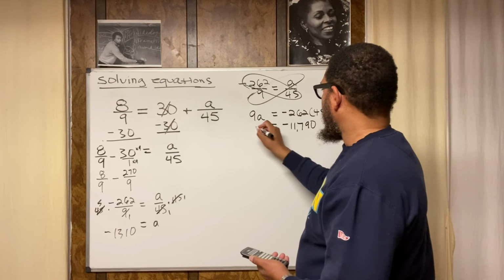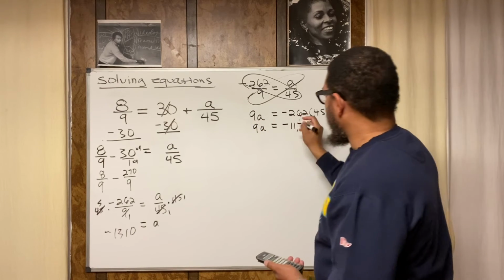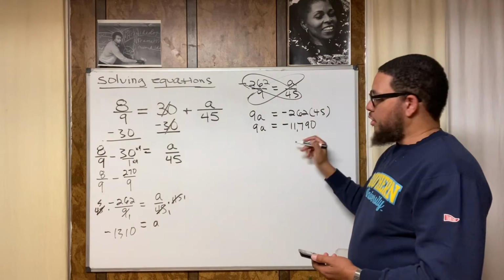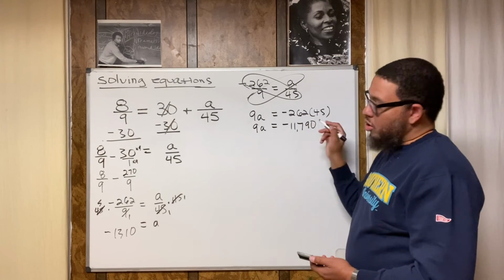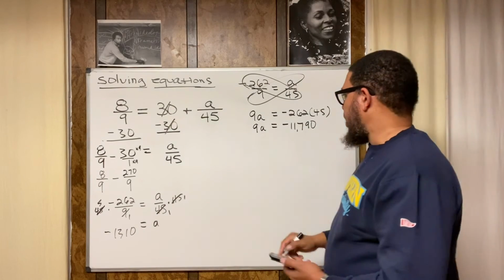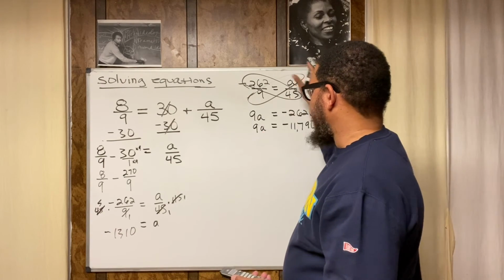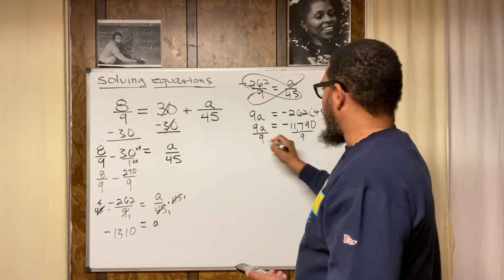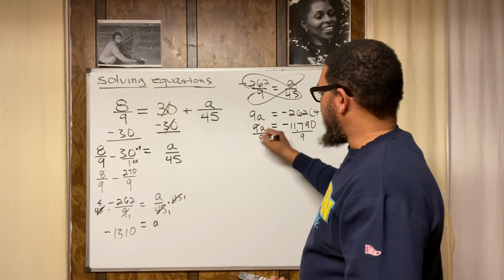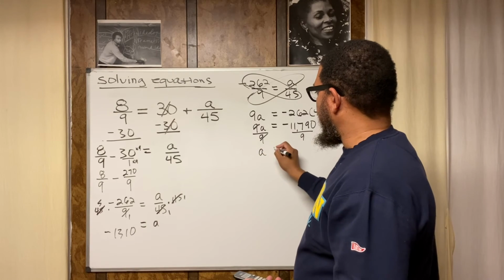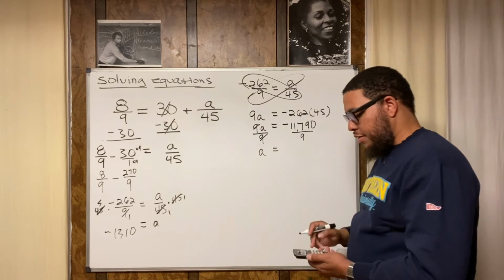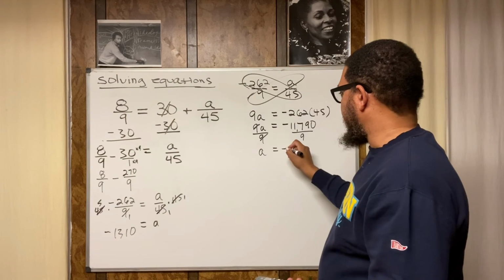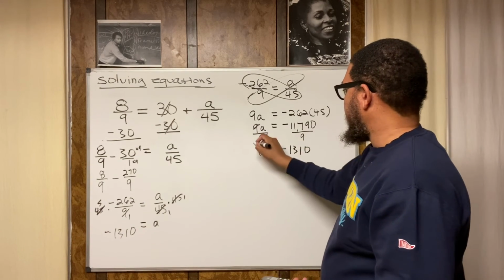11,790. Bring the 9A down, and it's negative because we did a negative times a positive. Whenever you multiply a negative by a positive, your product is always negative. All right, now I'm trying to get A by itself, right? Fractions are gone, so now I'm going to divide by 9 and divide by 9. 9 divided by 9 is 1. That gives me 1A or A. So negative 11,790 divided by 9 is also negative 1,310.